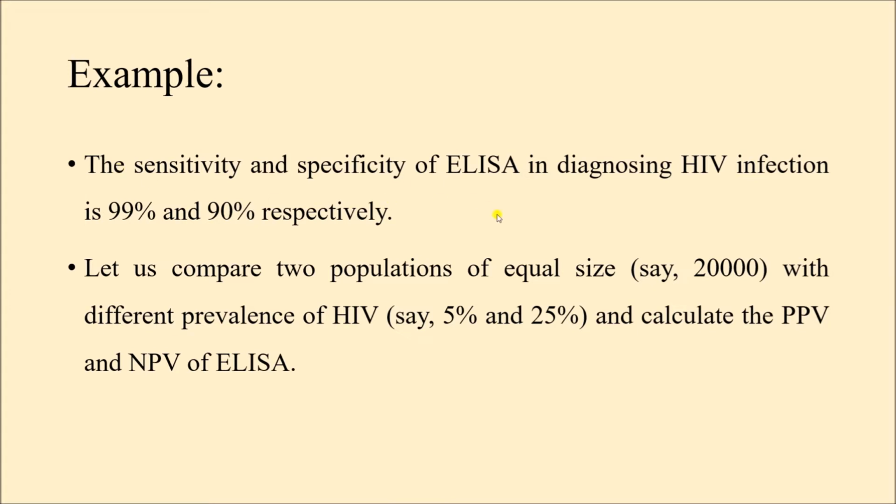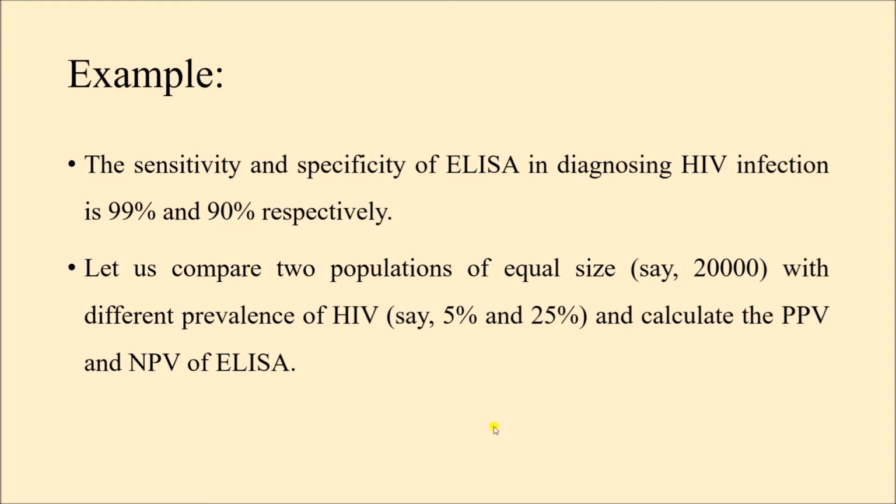So here we have taken the example of HIV infection and the test, the diagnostic test you can say, or maybe the screening test, that we shall be talking about is ELISA. Now the sensitivity of ELISA in diagnosing HIV is 99%. So you can see it is quite high. Specificity of ELISA in diagnosing HIV infection is 90%. So it is also very high, but it is not as high as the sensitivity. So anyway, we have sensitivity of 99% and specificity of 90%.